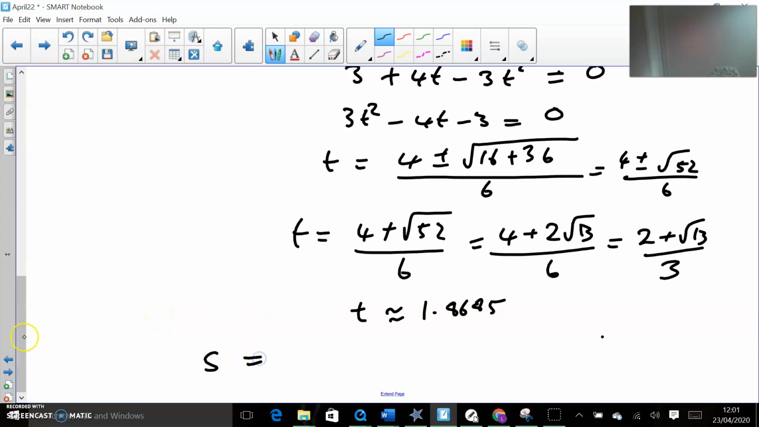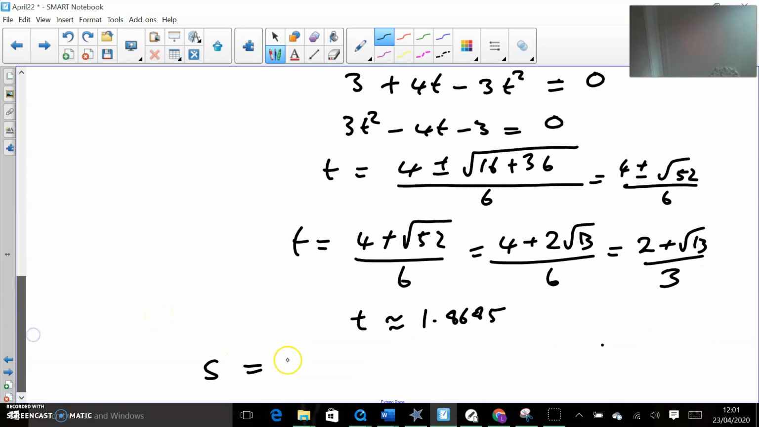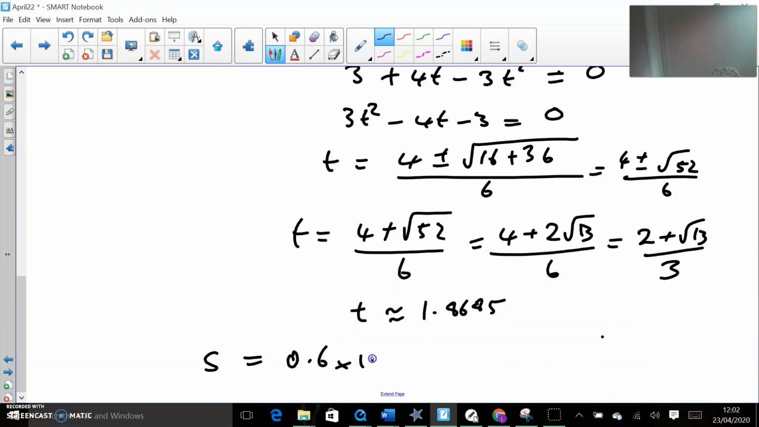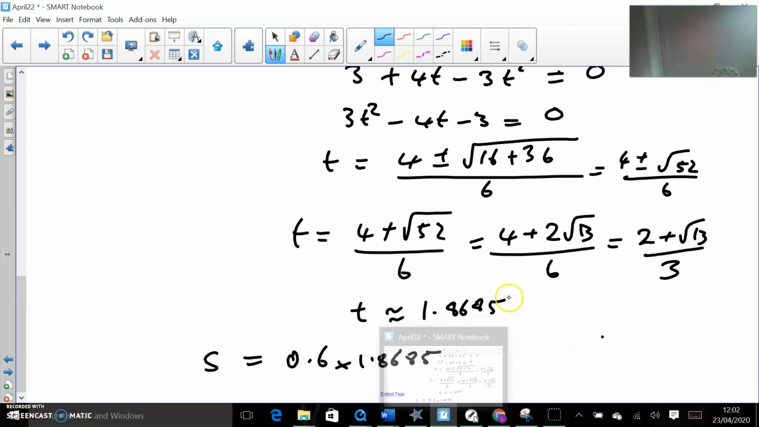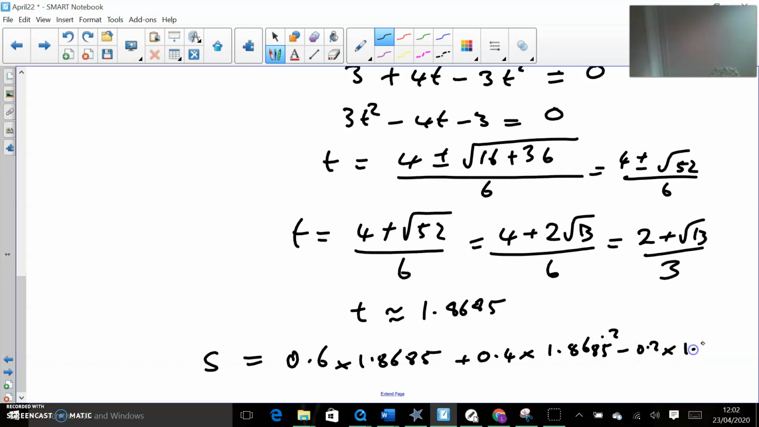To find the maximum distance, we would want to substitute that into the expression for s, so s would be 0.6 times 1.8685, plus 0.4 times 1.8685 squared, minus 0.2 times 1.8685 cubed, and I believe that comes to around about 1.21 meters.